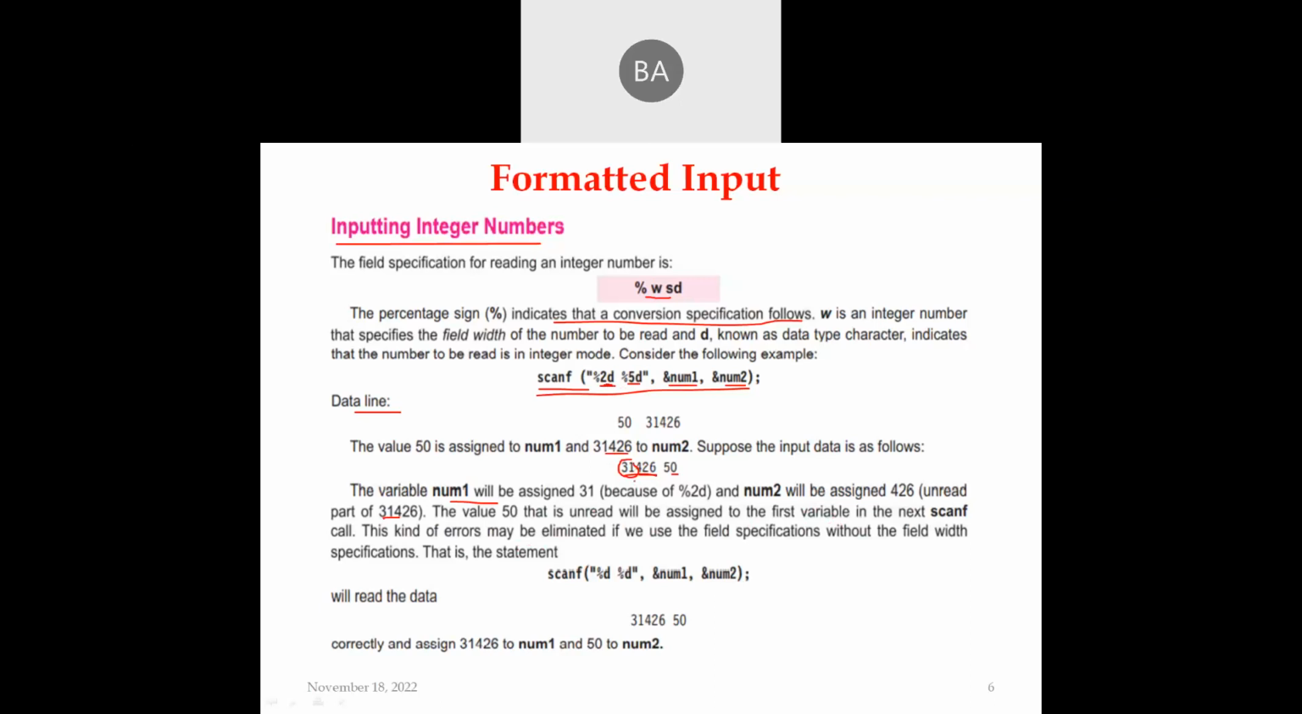Okay, so this kind of error may be eliminated by not using width here. We are able to introduce some kind of errors in this particular program. So we use the field specification without the field width. You can write like this: percentage d ampersand num1 ampersand num2. So it will read the data, the first value into num1 and the second value into num2. This type of scanf is recommended instead of giving the field width.